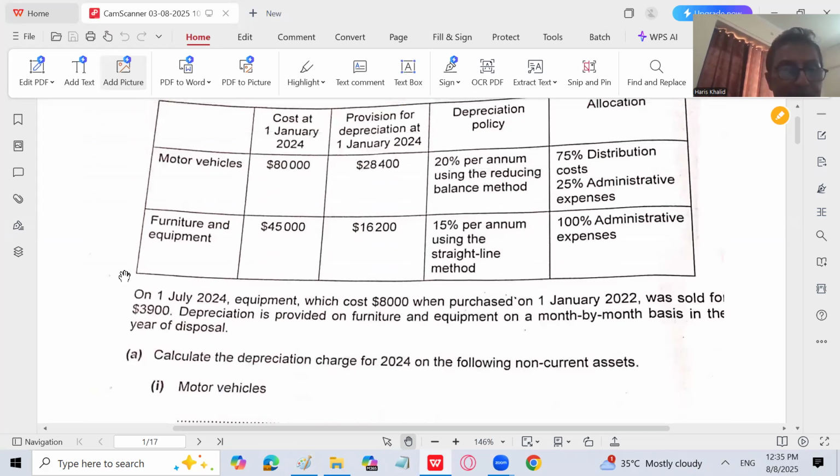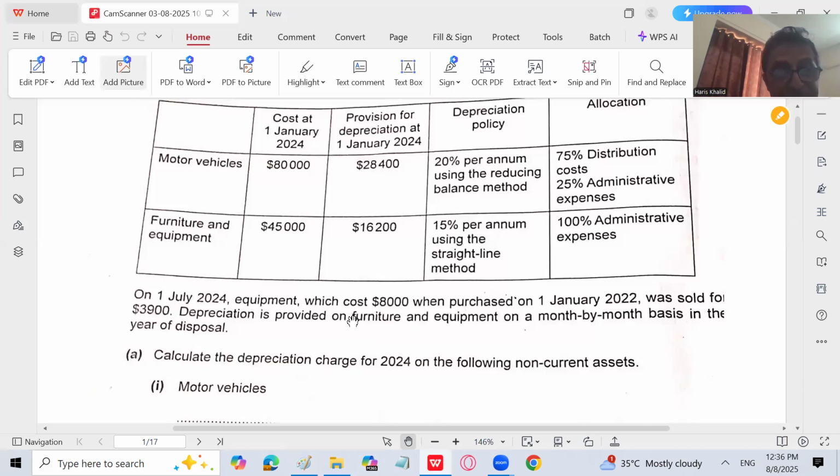As it is straight line method, as I discussed with you earlier, how we are going to charge depreciation, it is the current year depreciation charge for the year. The steps are: first, calculate depreciation on the newly purchased asset. There is no asset which has been purchased in the current year, so we will omit that. Next step is calculate depreciation on the asset sold.